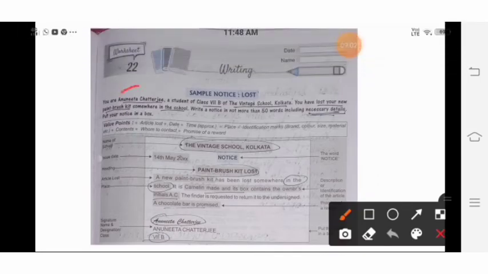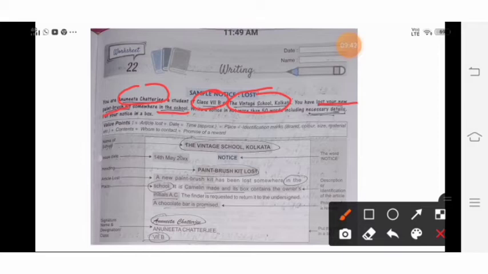So, the name of the person who is issuing is here, who is writing this notice. Then, student of class 7th B. Okay. Which school? The Vintage School, Kolkata. What you have lost? You have lost your new paintbrush. Right? Okay, where? In the school. Got it? So, write a notice in not more than 50 words. Right?